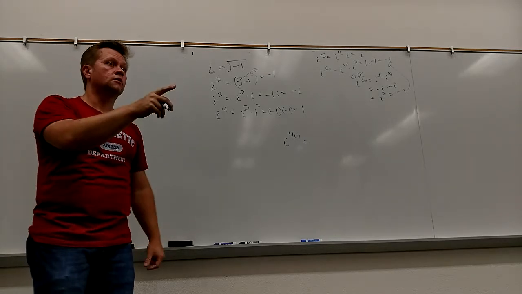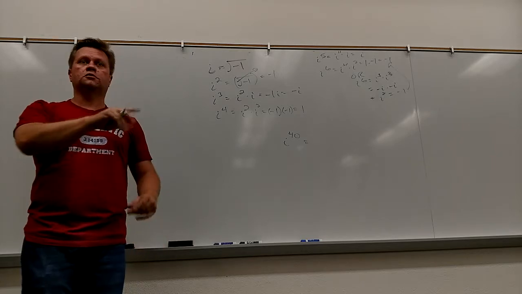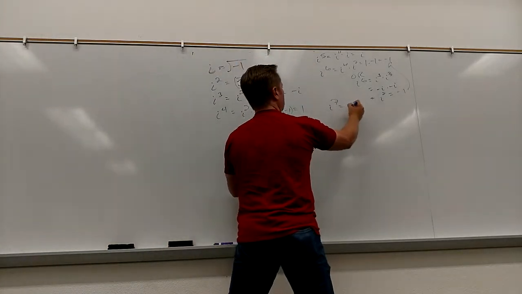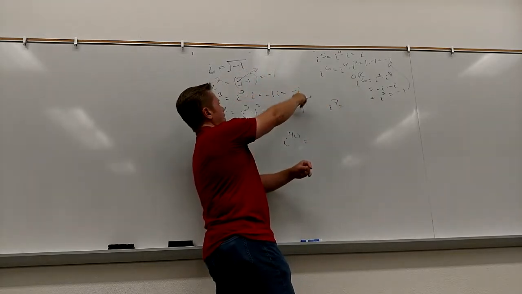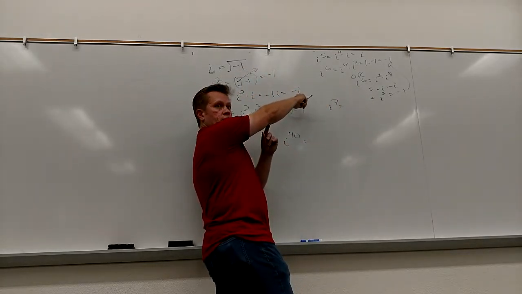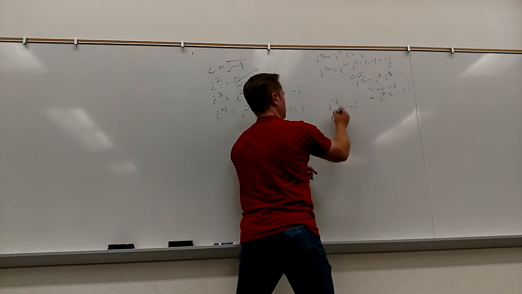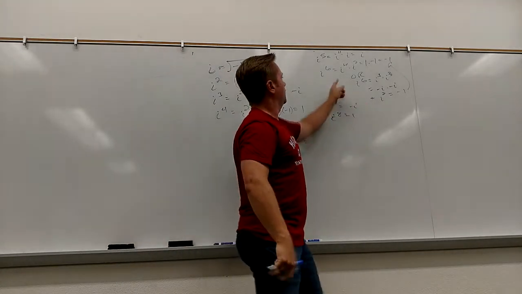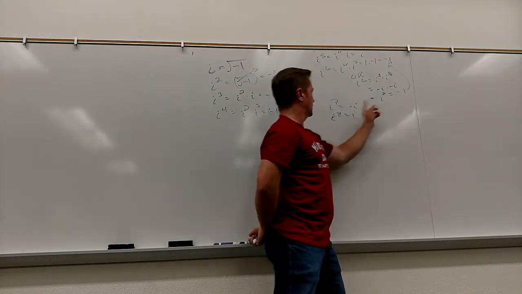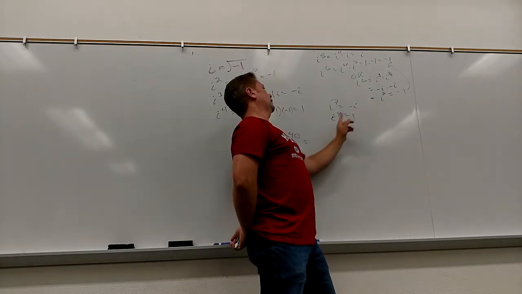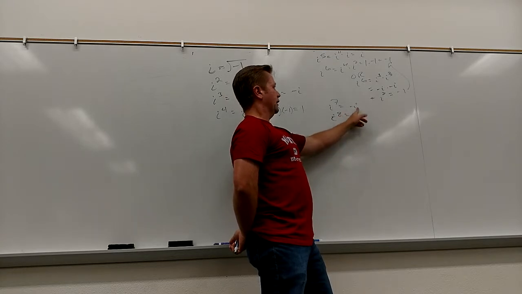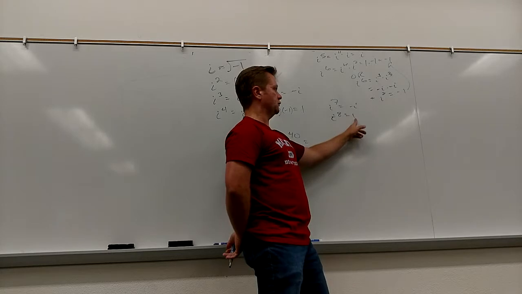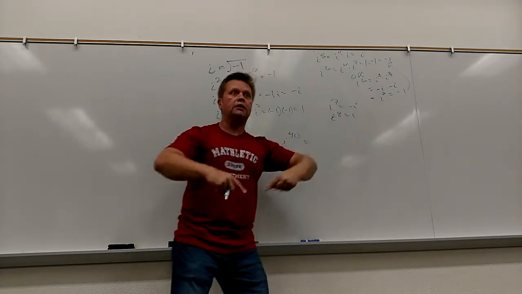Say again? Back to the 40. Negative. No. So watch this. I to the 7th would be negative I again, right? And I to the 8th would be 1 again. I to the 7th would be I to the 6th times I. It's negative I. I to the 8th would be I to the 7th times I. It'd be negative I times I, negative negative 1 is positive 1. It just keeps repeating all the same outputs.